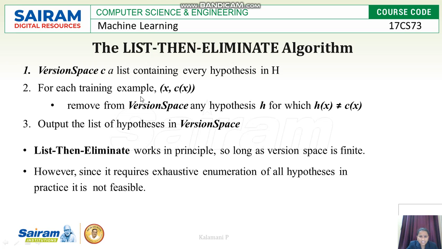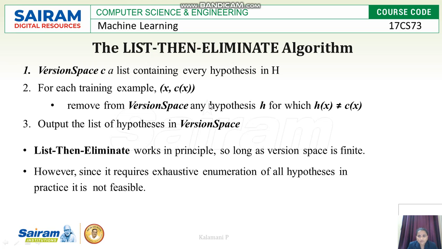So in the List-Then-Eliminate algorithm, the version space is a list containing every hypothesis in H. For each training example <x, c(x)>, remove from the version space any hypothesis h for which h(x) is not equal to c(x). h(x) equal to c(x) means it is consistent; h(x) not equal to c(x) means it is inconsistent. Inconsistent means it will be eliminated. Output the list of hypotheses in the version space.